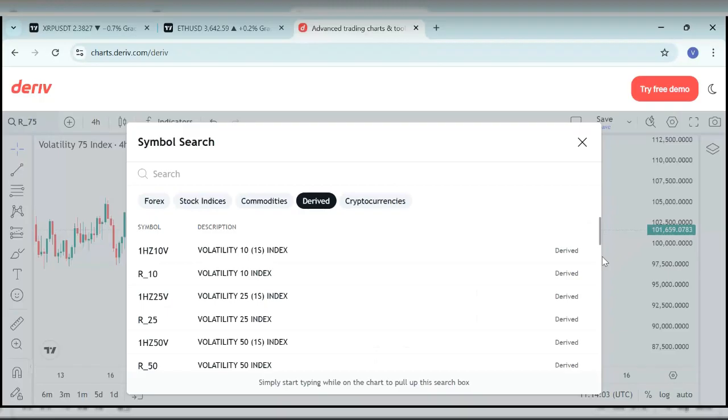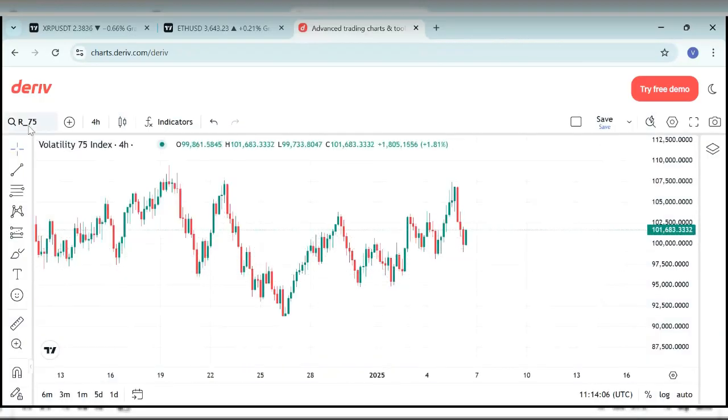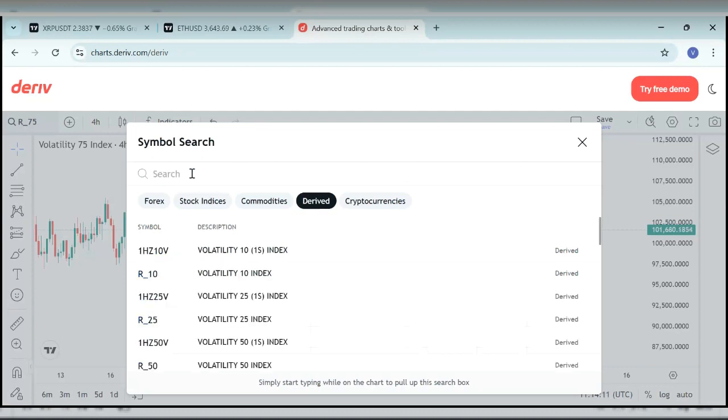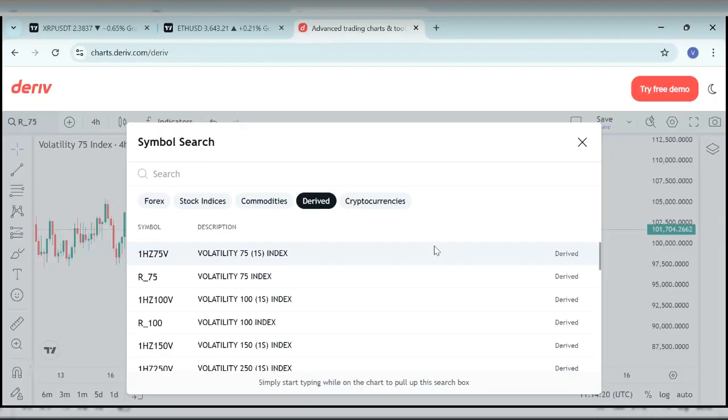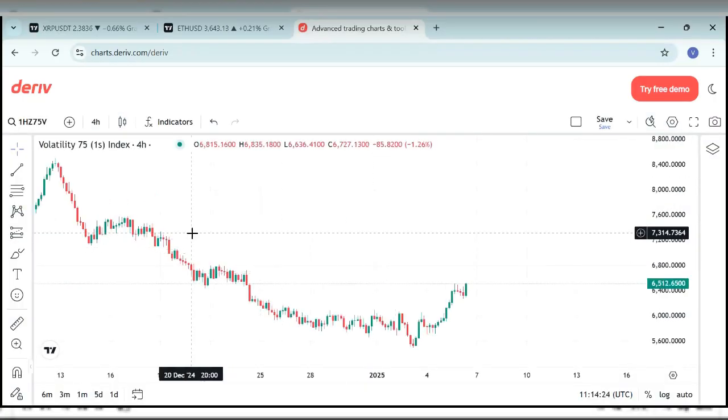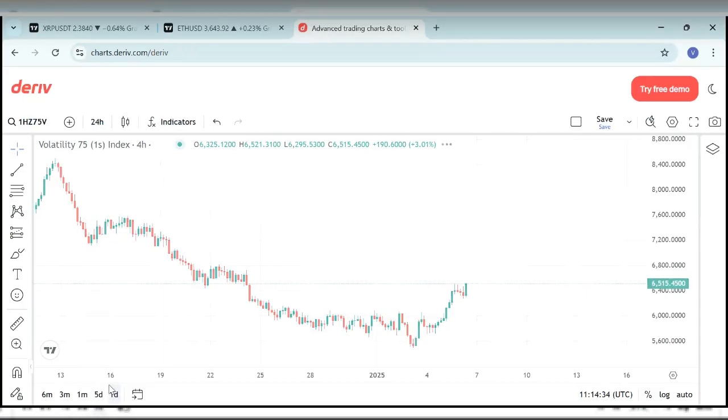So which other one do you want us to look at? Let's see. 75 1S. $75 1X. Okay. Let's go to 24 hours. Okay, 1 day, not applicable. Let's see this one, 24 hours.